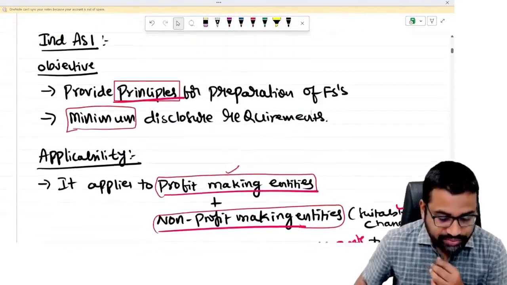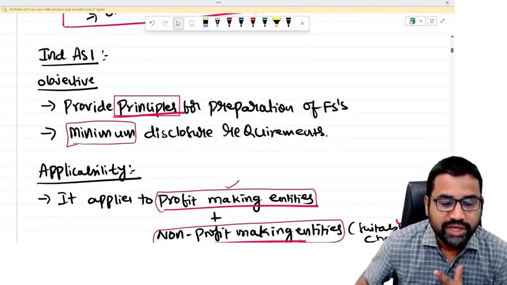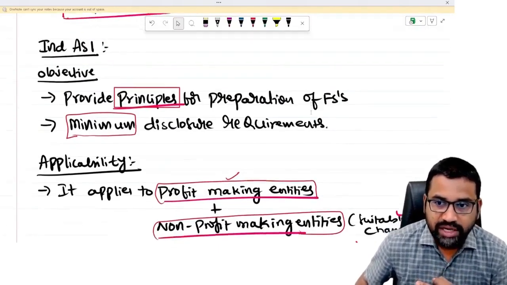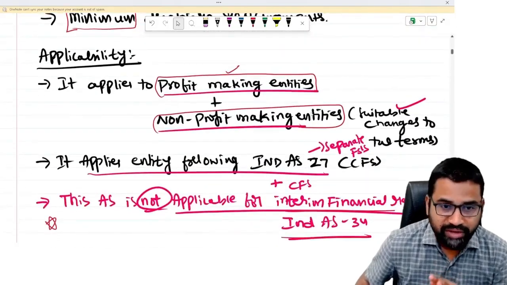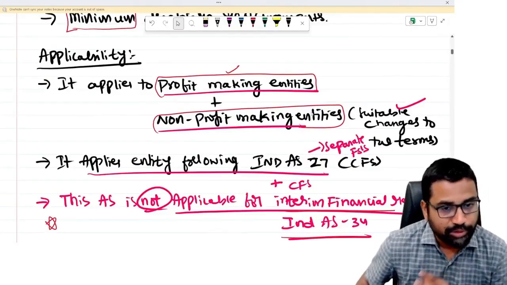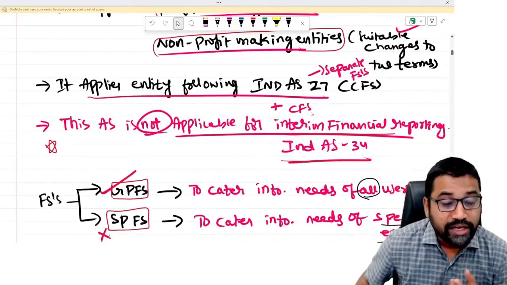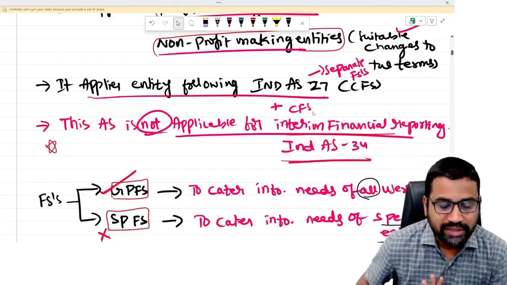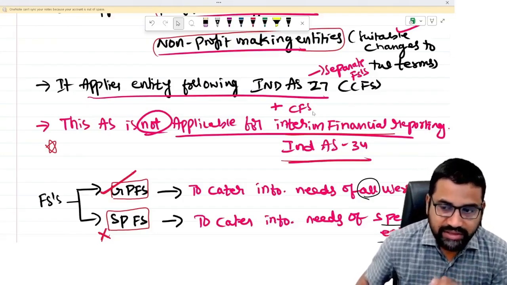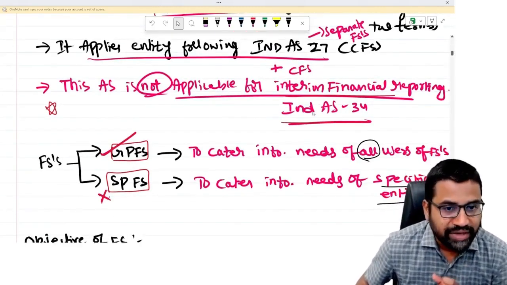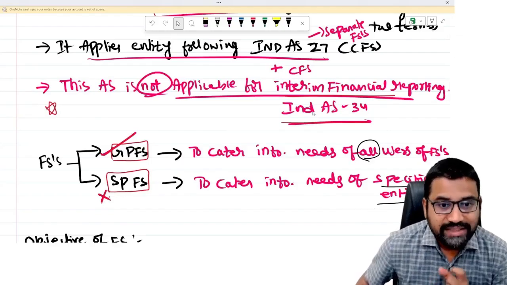Okay, now that is called special purpose financial statements. So what is the objective of Ind AS 1? To provide principles for preparation of financial statements, and this standard provides the minimum requirements. Now applicability: is this standard applicable to everybody? Yes, profit and non-profit, and even those entities who prepare consolidated financial statements like a parent company, as per Ind AS 27. And remember, this standard is not applicable for interim financial reporting, that is Ind AS 34.